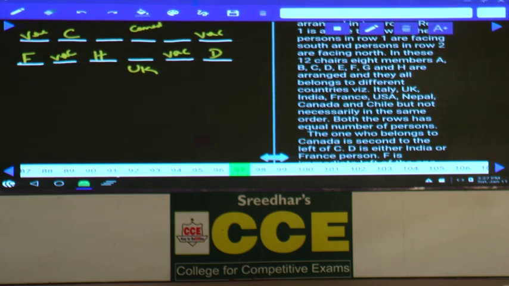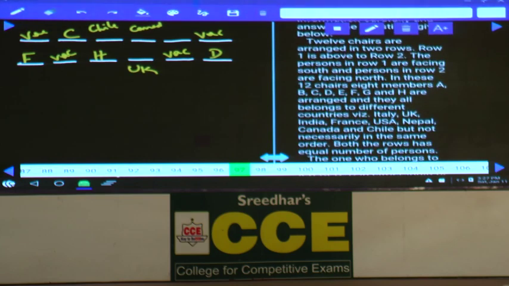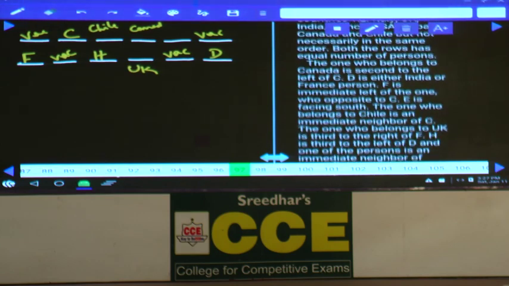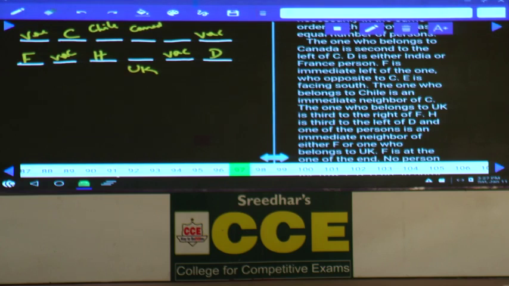C. And what is next to C? Chile. Isn't it? Now, C, Chile is there. Then the one who belongs to Canada is seated second to the left of C. Next one, D is either India or France. D is either India or France. France or India, as of now, we cannot represent this one.